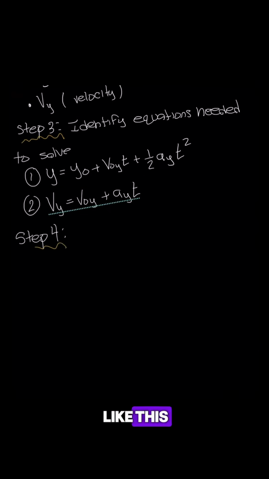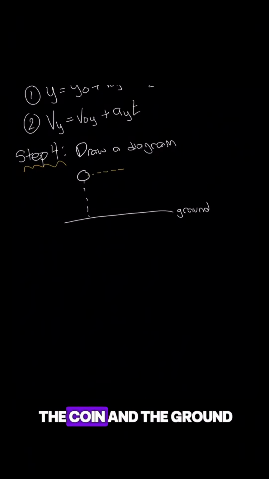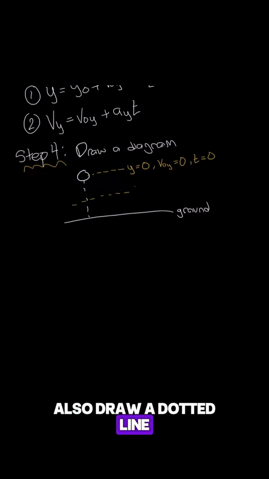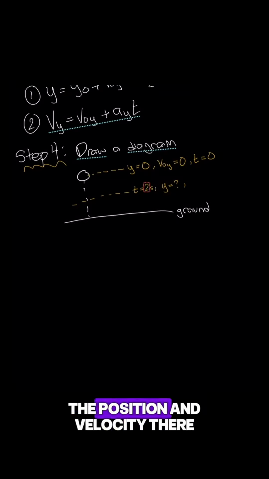With a question like this, our next step should be to draw a diagram just to visualize what's happening. So we can draw the coin and the ground, and we can let the initial height, y equals 0. And we know that the initial velocity is equal to 0, and that's the position at time equals 0. Then we can also draw a dotted line where the coin will be in the future at time equals 2 seconds, and we know we need to find the position and velocity there.